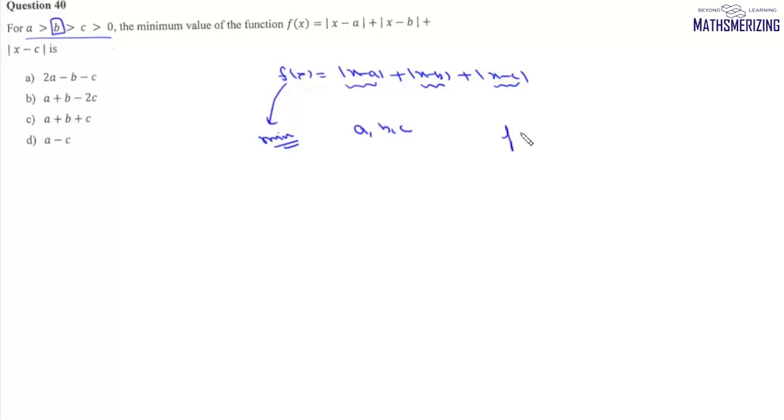So this function f will have minimum value when the value of x is b. So we can write this as mod of b minus a plus 0 plus mod of b minus c. Now since b is less than a, this one is a minus b, and here we can write this as b minus c. So its value simply will be a minus c. So the minimum value of this function will be a minus c, and that's your option number D.